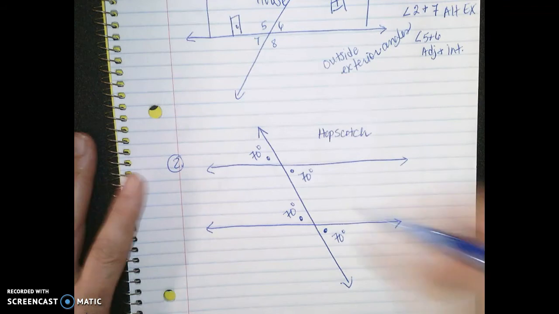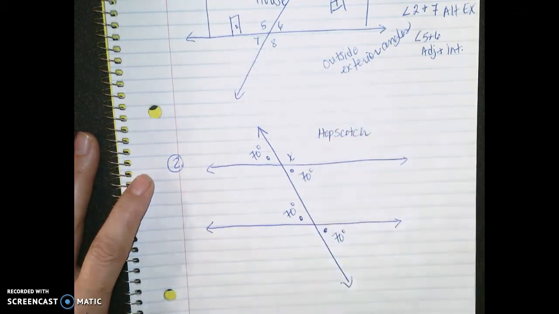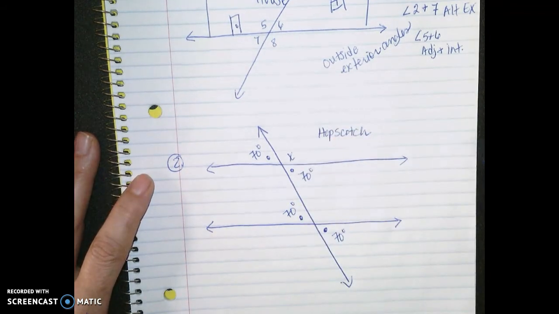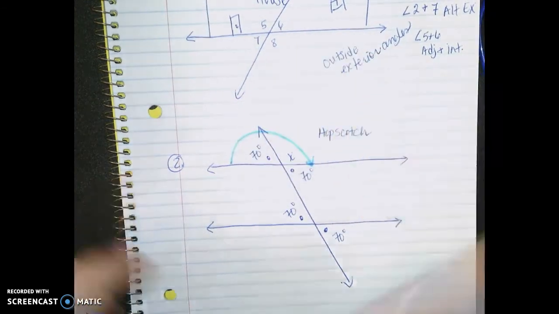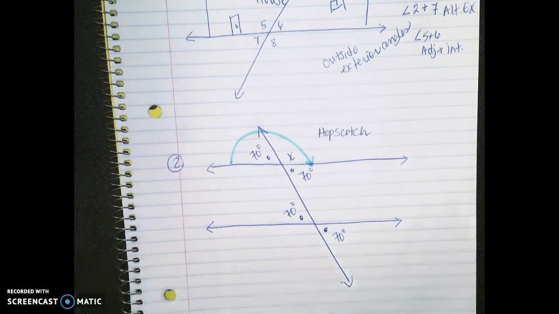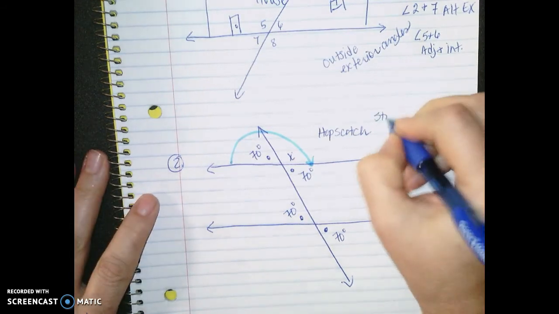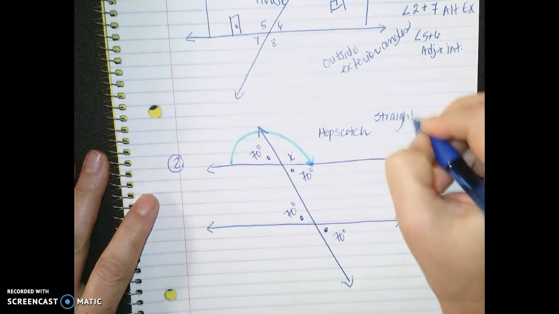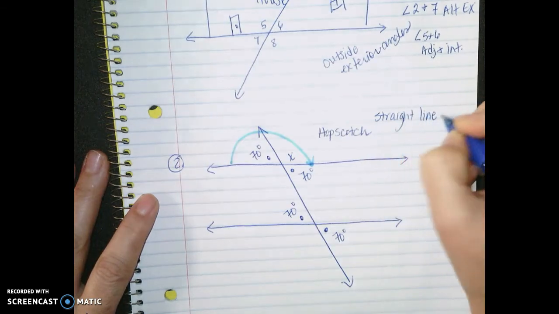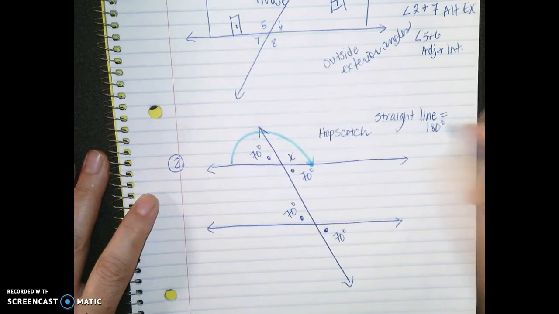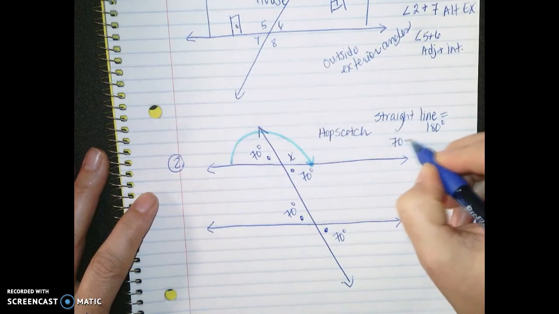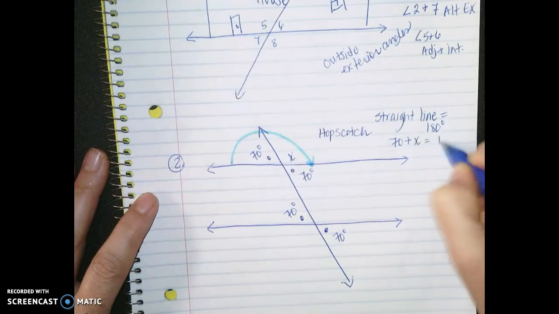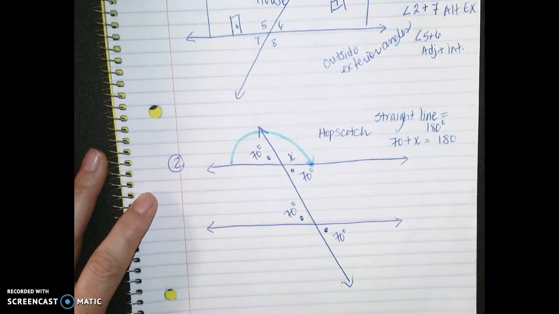The second question is, what would this be? Angle X. Now you need to remember, from this side all the way to here is how many degrees? That is a straight line. And how many degrees are a straight line? 180. So if that's the case, 70 plus X equals 180. Now, how can I solve that problem?